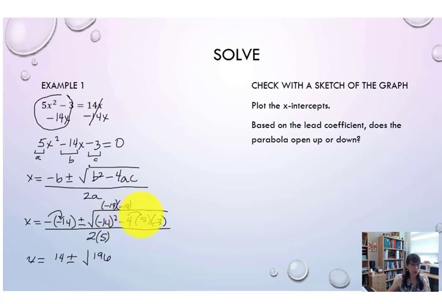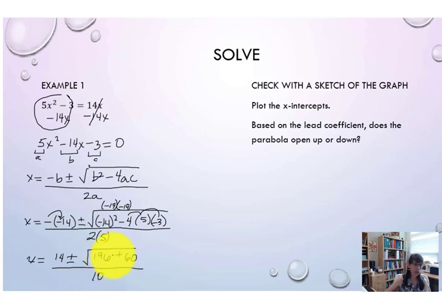Next, we have three factors that are multiplied. Negative 4 times 5 times negative 3. We have a negative times a positive times a negative. So that will be a positive product. So that tells me to use addition. 4 times 5 is 20. 20 times 3 is 60. So I'm adding 60 to 196. In our denominator, we have 2 times 5, which is 10.